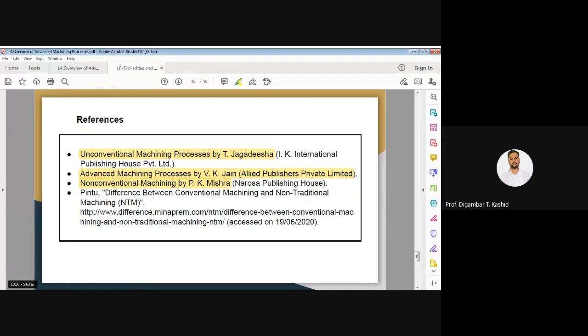In the next lecture, first we will take one MCQ based test about chapter number 1, and then we will go for chapter number 2, that is unit number 2.